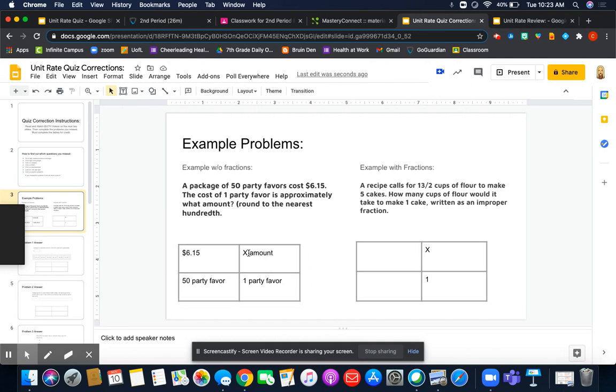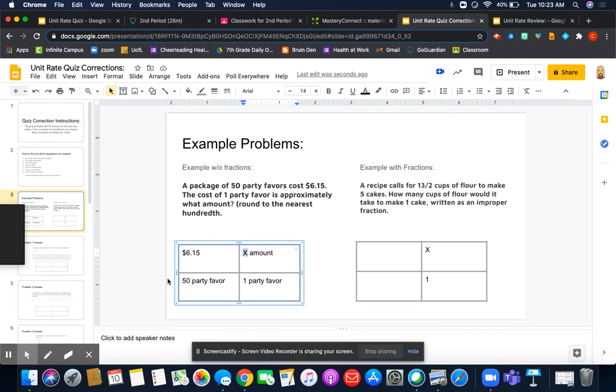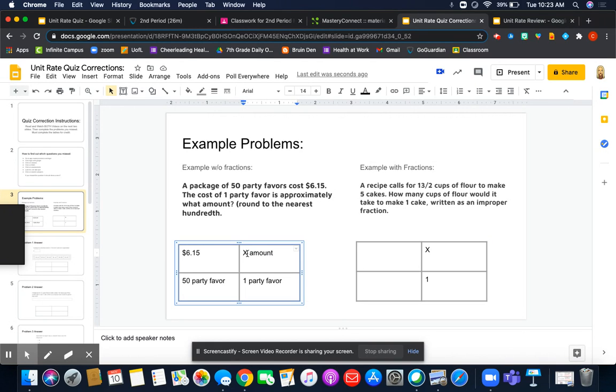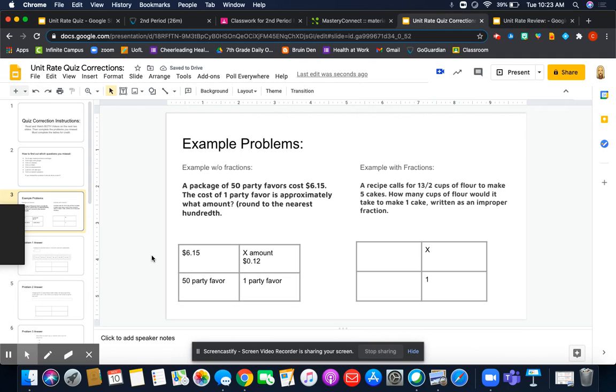In order to solve for this X value, I know that 50, to go down to 1, I did 50 divided by 50. So to keep these columns equal, I need to do 615 also divided by 50. And if you notice, I'm pausing. I'm just typing in my calculator, 615 divided by 50. I ended up with 0.123, round to the nearest hundredth. That is this place. So I'm just going to leave it as 0.12 cents. And that's just our answer.